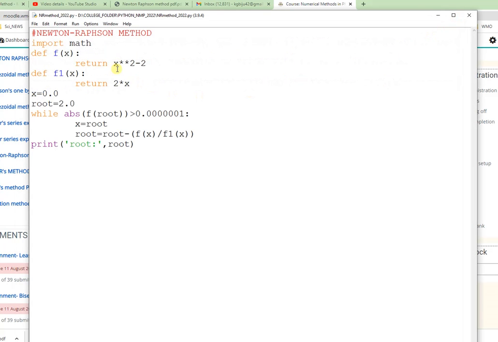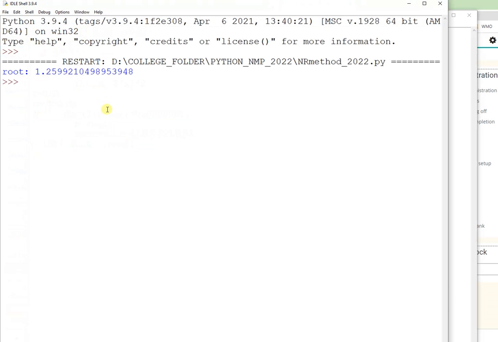Now we can change that function. So x cube minus 2, and the derivative will be 3x squared. So you are getting the cube root of 2 here. Save it and run the module. So the solution is 1.2599 and so on.